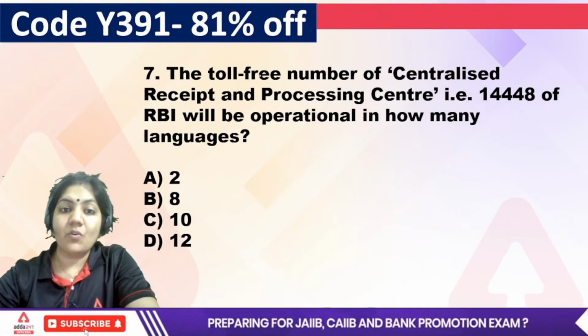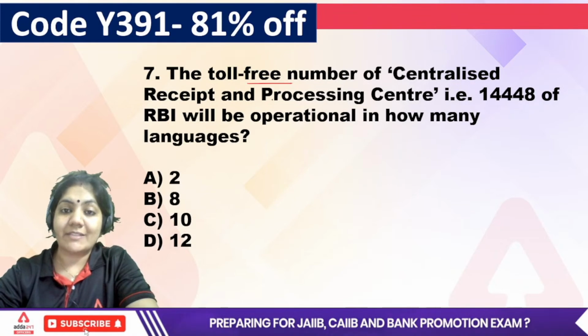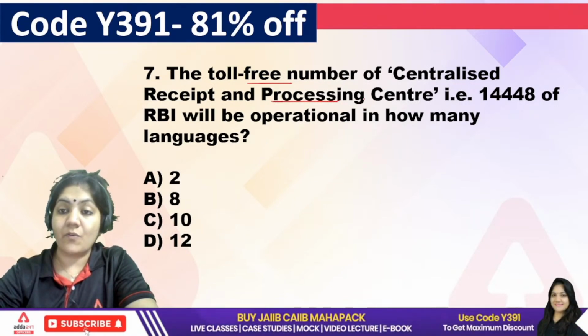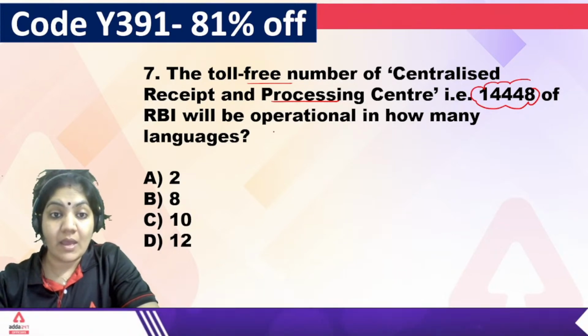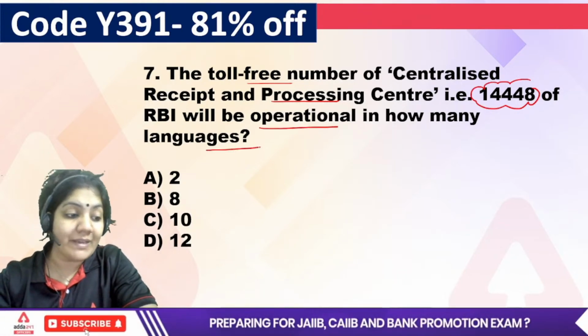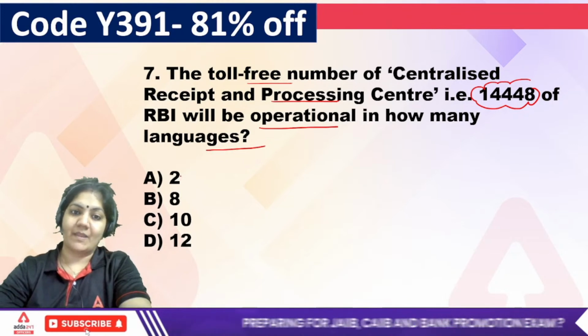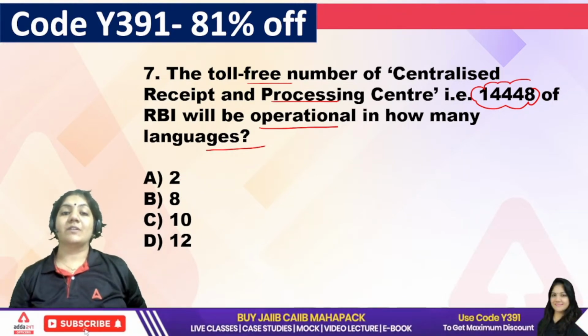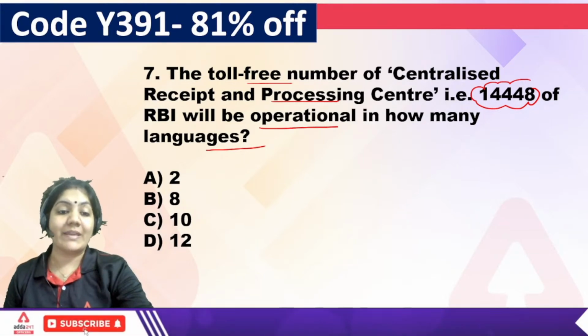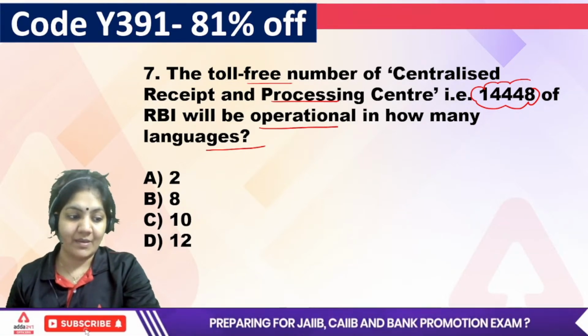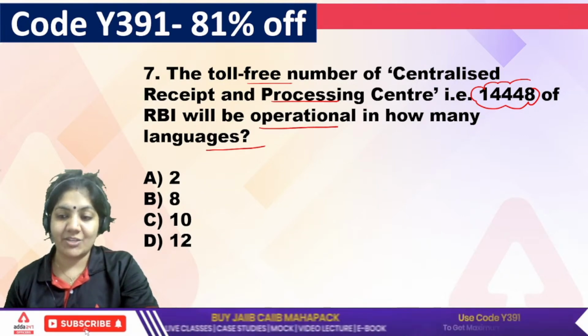Next. The toll-free number of the Centralized Receipt and Processing Center is 1448. So just note down this one. It may come in your exam. It will be operating in how many languages? 2, 8, 10, 12.